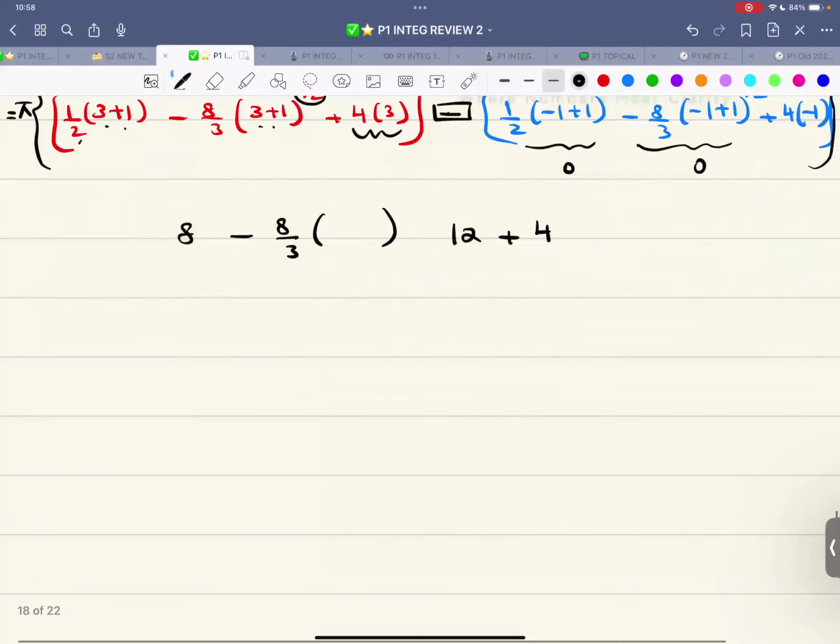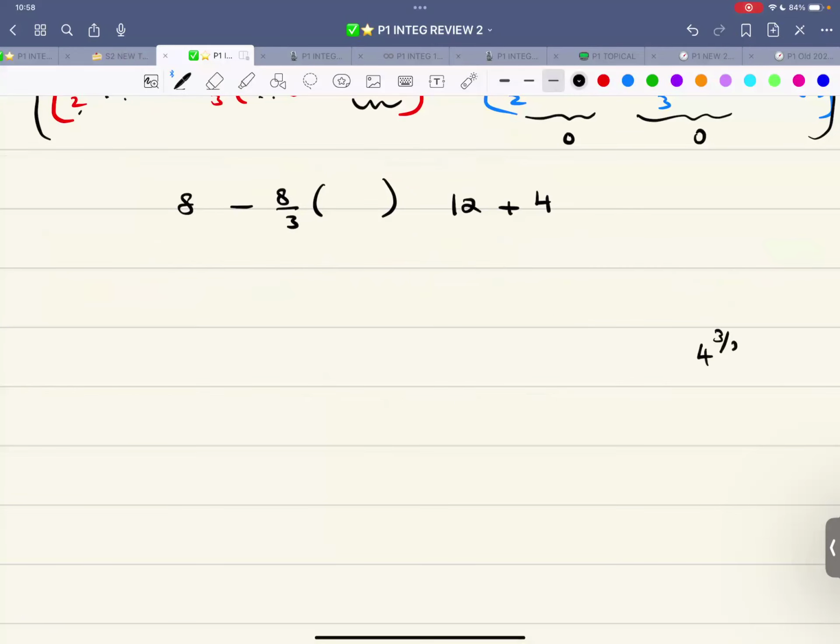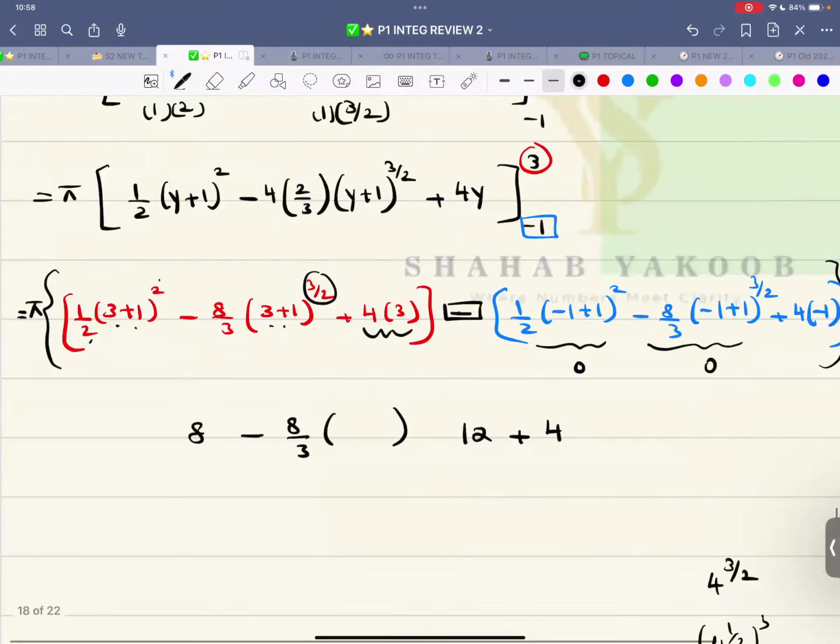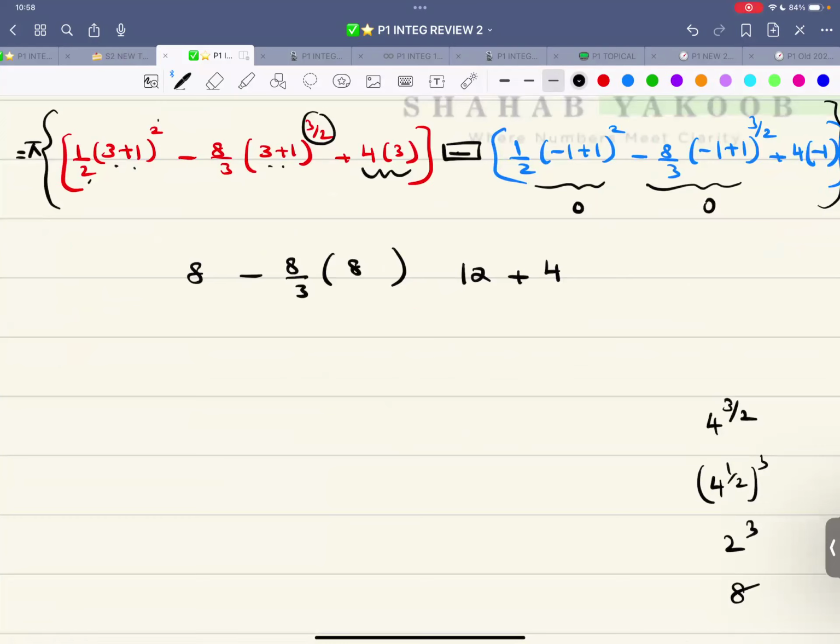4 raised to power of 3 over 2. We just did it earlier. 4 raised to power of half, raised to power of 3. 2 raised to power of 3, which is 8. So that's 8 right over here.